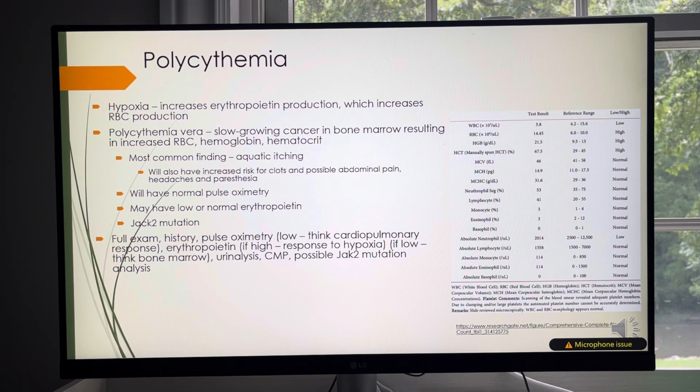But another thing to keep in mind is an incredibly rare cancer known as polycythemia vera. It's a slow-growing cancer in the bone marrow where there's an elevated red blood cell count. The most common finding is aquagenic itching, and that's generally in warm water. So the patient gets in the shower and just itches like crazy. That's the number one sign of this cancer. The mechanism of action is unknown. There's an increased risk for microvascular symptoms, like paresthesias and headaches.